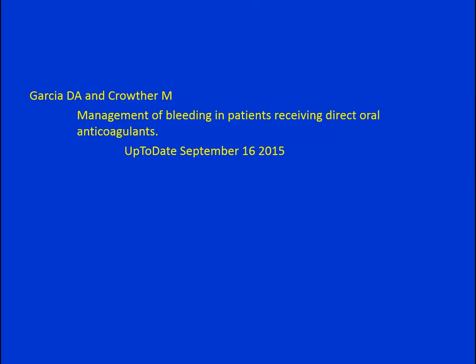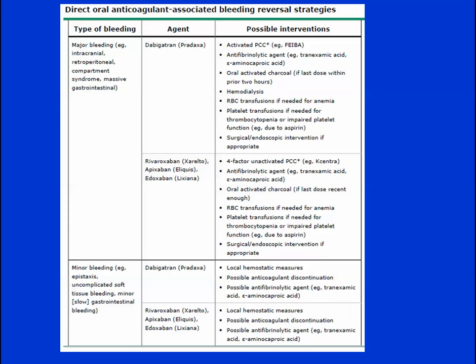This shows, from that review article in UpToDate, the best estimate of what to use for dabigatran, which is of course a direct thrombin inhibitor, and for the factor 10A inhibitors. For the factor 10A inhibitors, it seems clear that the four-factor PCC is the best available at the moment. It's less clear what is best for dabigatran, but activated PCC, so-called FEIBA, is currently recommended.